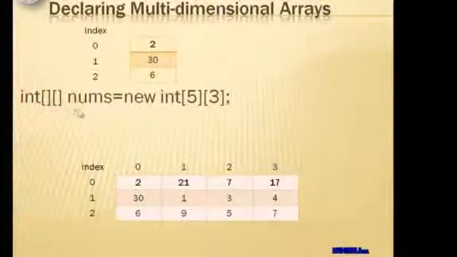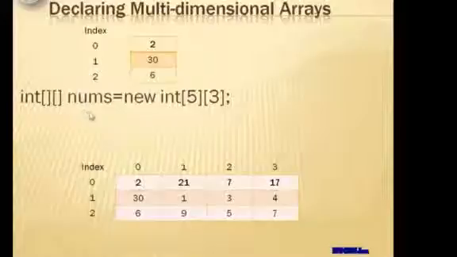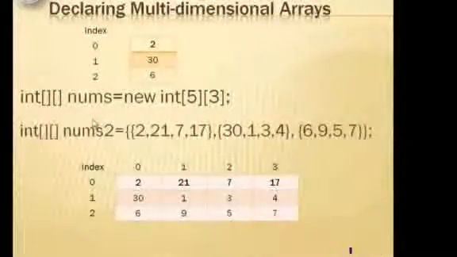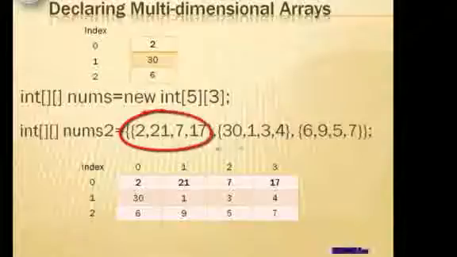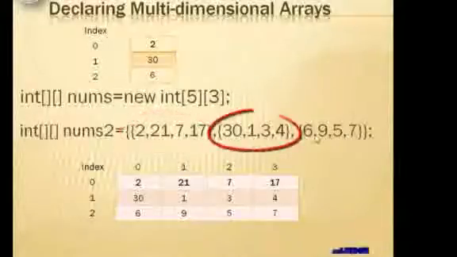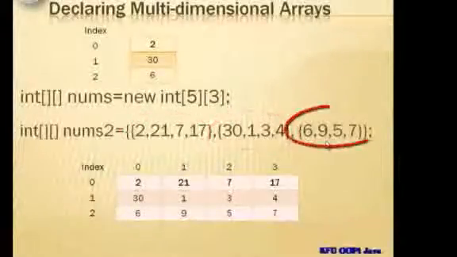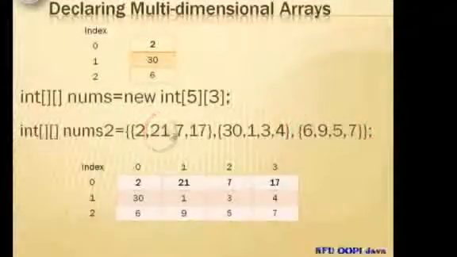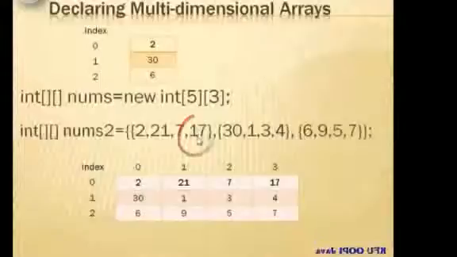The first example is a two-dimensional array of integers with 5 rows and 3 columns. The second example has specified values of elements with 3 rows shown by the 3 groups of values enclosed by braces and 4 columns shown by the number of values in each group.